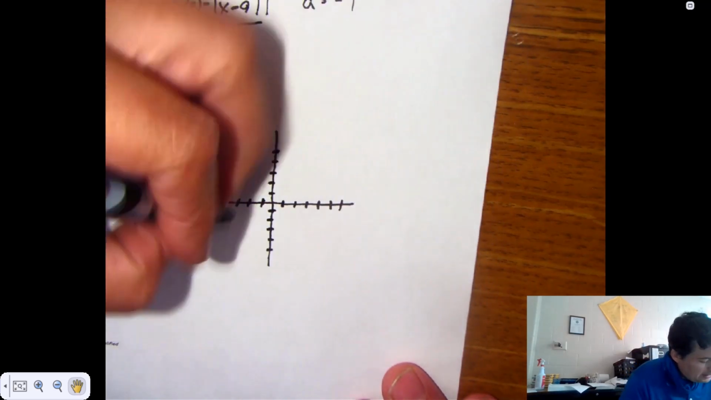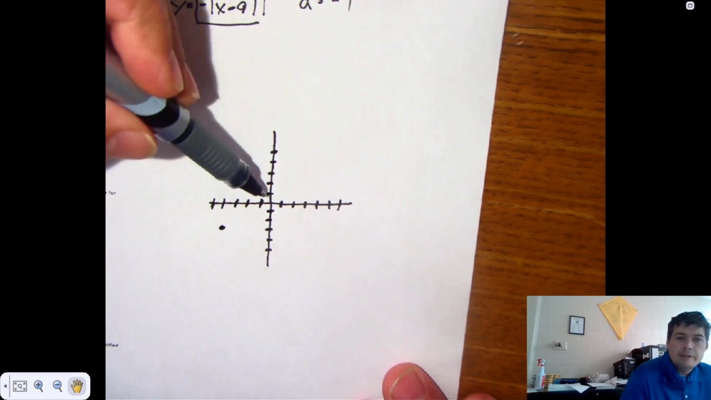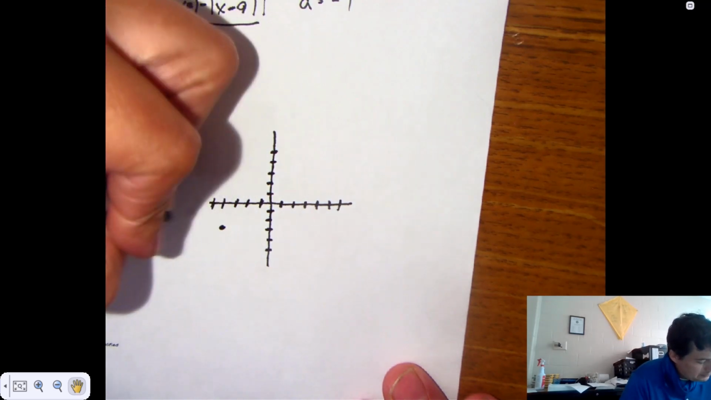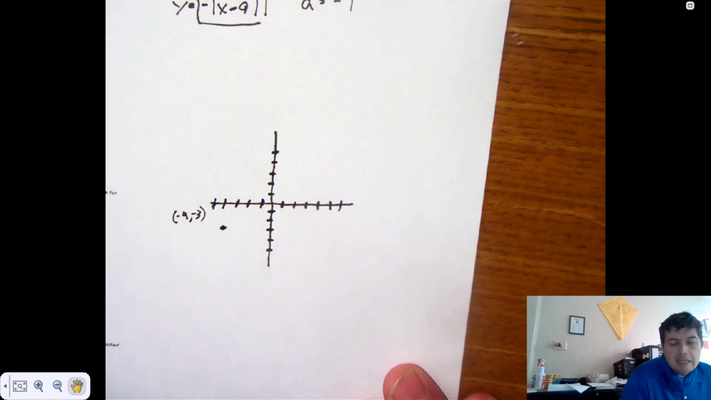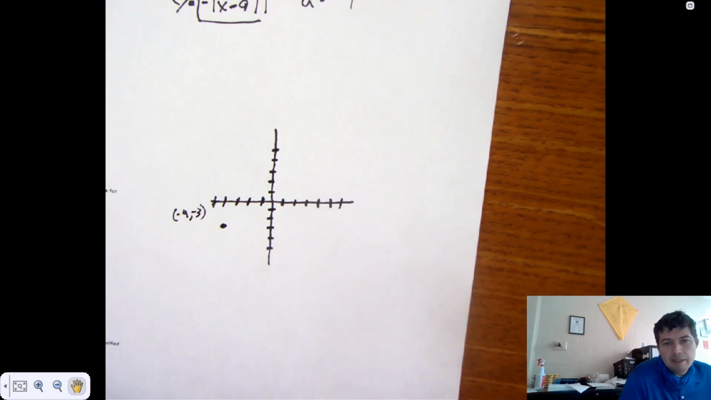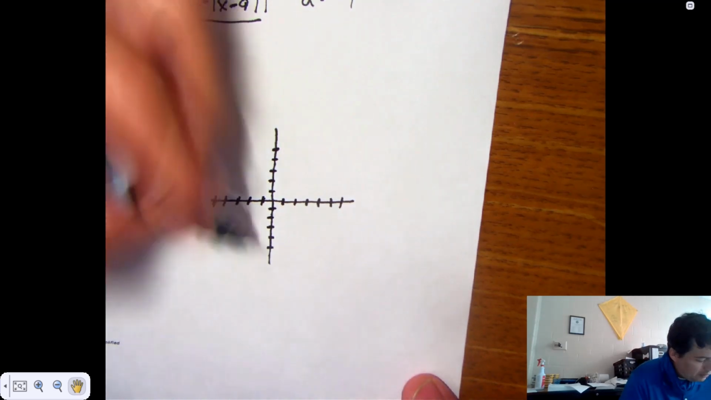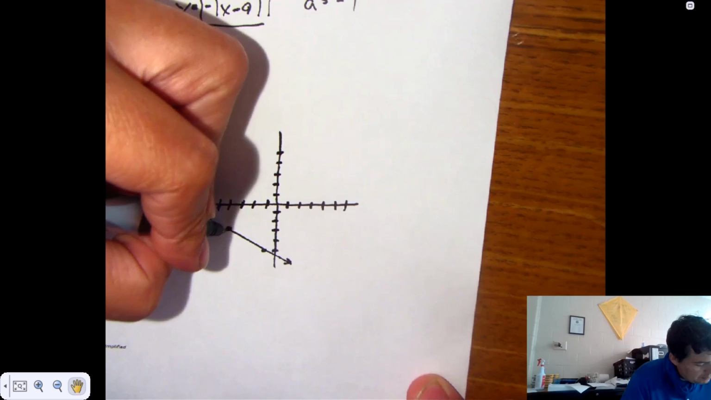All right, let's put a vertex about right here. Now this is at -4, -3. And I'm just going to make up a slope. I really don't care what the slope is. Let's say that I'm going to run to the right 3 and fall 2. All right. Here's what my V looks like.